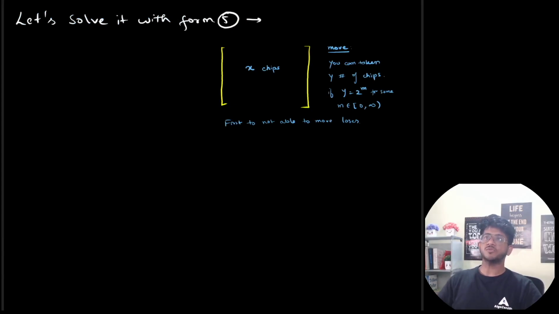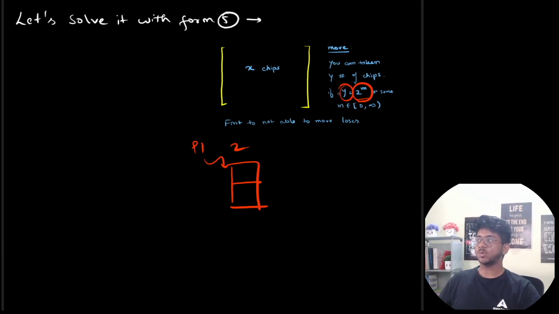Now we're going to solve this with DP, but let's briefly discuss a particular case. Let's say you have 2 chips. Player 1 is going to come in and take two chips directly, because 2 to the power 1 is 2, so Y equals 2. Then for player 2, the chips will be empty, there will be no chips. So player 2 will not be able to make a move, and player 2 will lose.